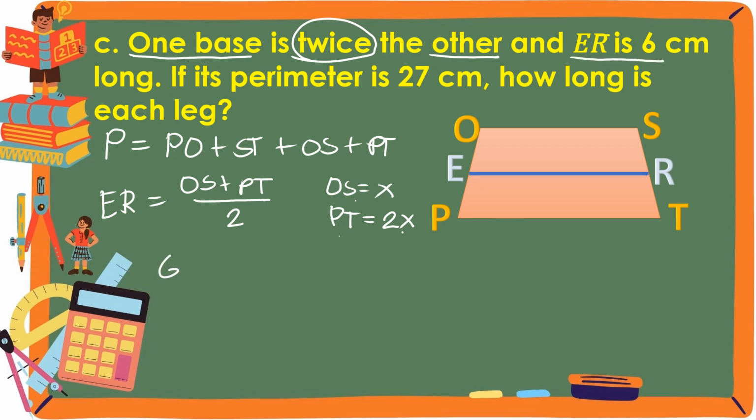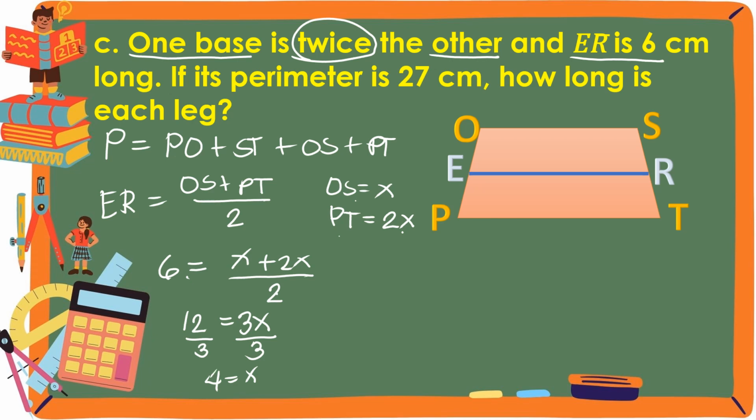Substitute lang po natin. So, 6 is equal to ang ating OS ay X, ang ating PT ay 2X over 2. So, times 2 ulit natin. Magiging 12 na yon, 6 times 2 kasi. And then, X plus 2X ay 3X. Then, divide both sides by 3 para makuha natin yung value of X. So, ang value of X natin ay 4.